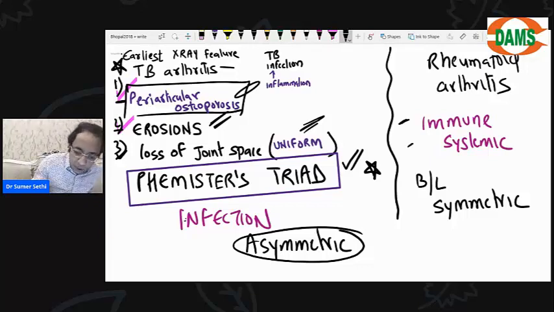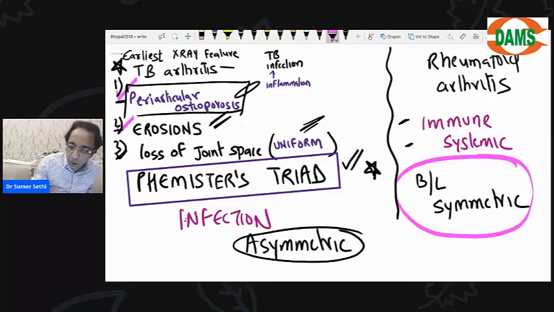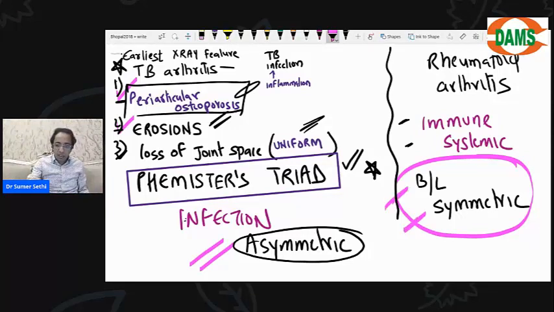एक immune mediated systemic बीमारी है तो वो दो तरफा सिमेट्रिकल होगी ना. इधर के जॉइंट में भी ऑटो इम्यून है, इधर भी है, जबकि टीबी में ऐसा नहीं होगा ना. TB would be usually at one joint, or if both, then also it will be asymmetric. The asymmetry will go towards infection. Bilateral symmetry will go towards an immune-mediated symmetric disorder.